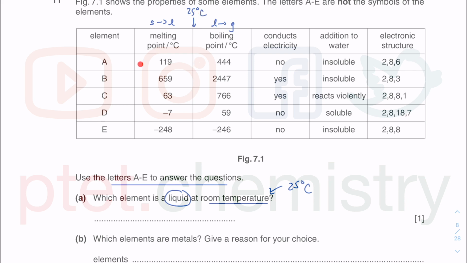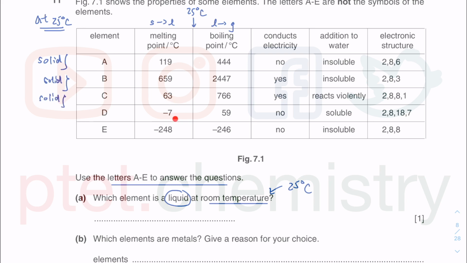25 degrees Celsius is below this. A is already at 25 degrees Celsius, it hasn't melted yet because the melting point is way higher than 25. So A is still a solid at 25 degrees Celsius. This thing is way too high. It is still a solid. B is still a solid at 25 degrees Celsius. 63 is higher than 25, so it hasn't melted yet, so it is still a solid.